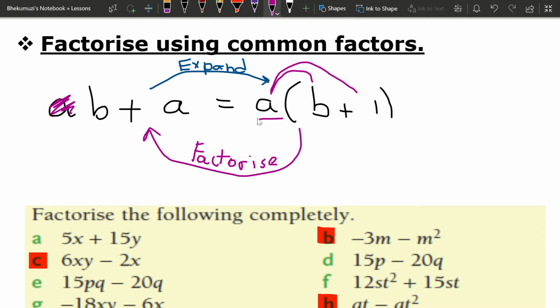And how can you get back to a? If you multiply a times 1. Anything times 1 would be that thing, right? So if it was b times 1, it would be b. If it was 99 times 1, it would be 99. But in this case, a times 1 will give us a. And that is why it's b plus 1.